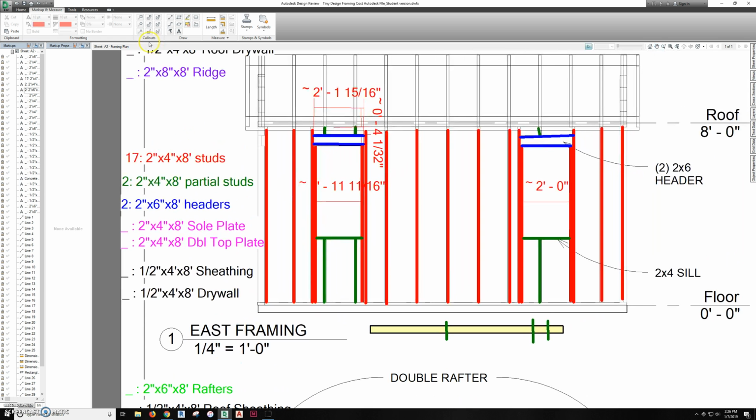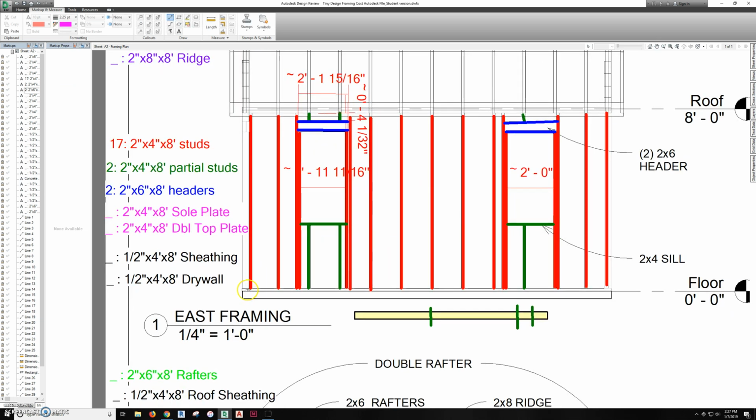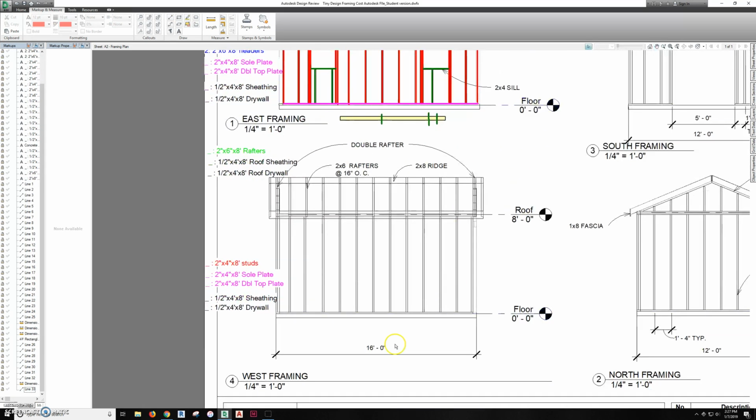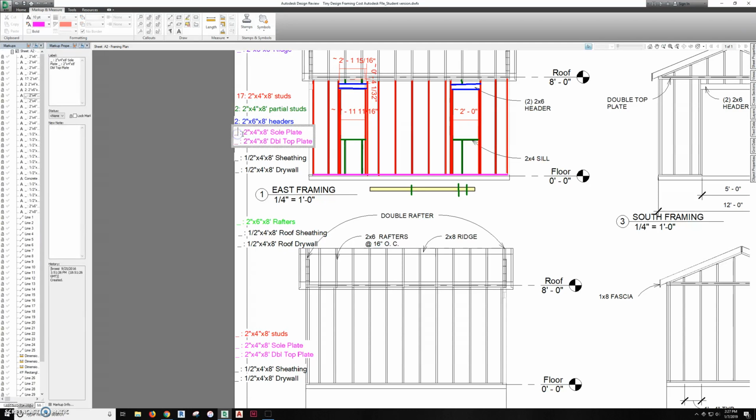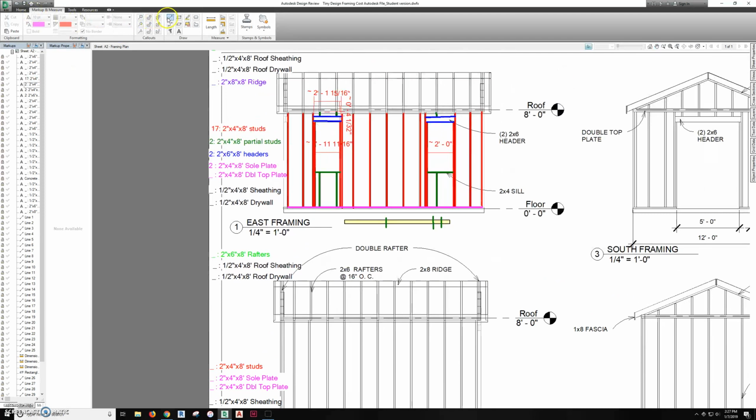And then our sole plate is marked with pink. So I'm going to do my line tool. I'm going to grab my pink. And here's our sole plate going from the bottom. This is what your studs all connect to. And I am told, if I look at my dimensions, that my wall is 16 feet long. So how many 8-footers do I need to make 16 feet? I need 2.